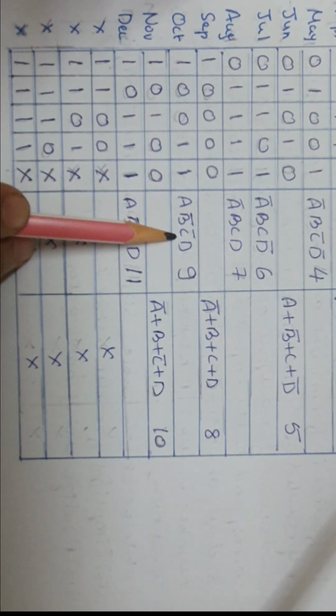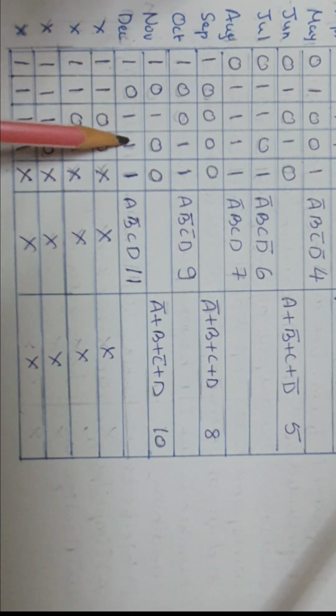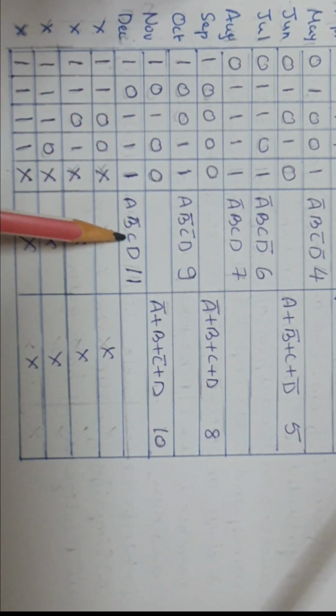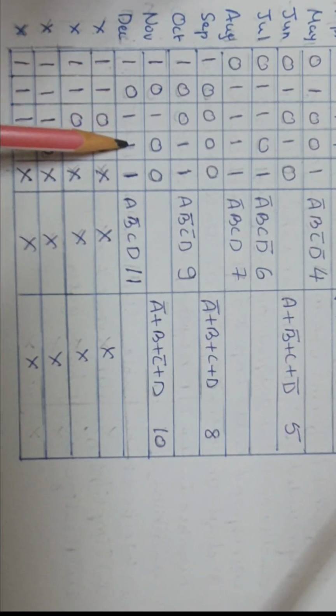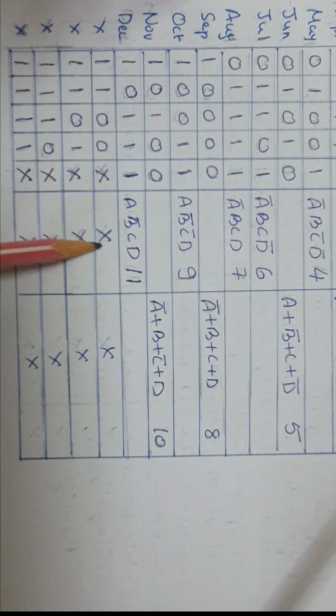Hence, this is min term 9. Next here output is 1, so A, B bar, C, D is written here. 1, 0, 1, 1 means in decimal it is 11. Hence, this is min term 11. All remaining outputs are taken as don't care conditions. So this is about writing min terms.